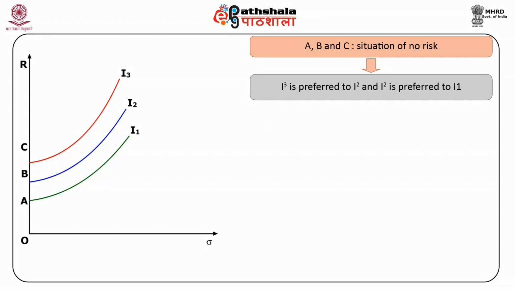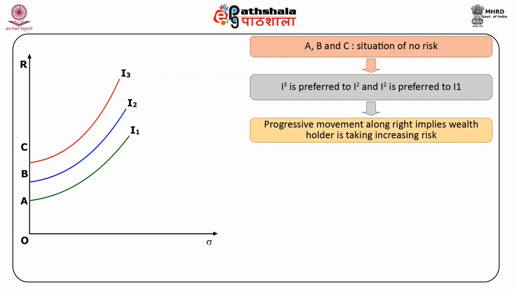Now consider indifference curve I1. A progressive movement along it to the right implies that the wealth holder is taking increasing risk. This should imply that he is moving to a progressively less preferred situation. However, the wealth holder is simultaneously being given a progressively higher rate of return, which taken by itself would imply that he is moving to a more preferred position.